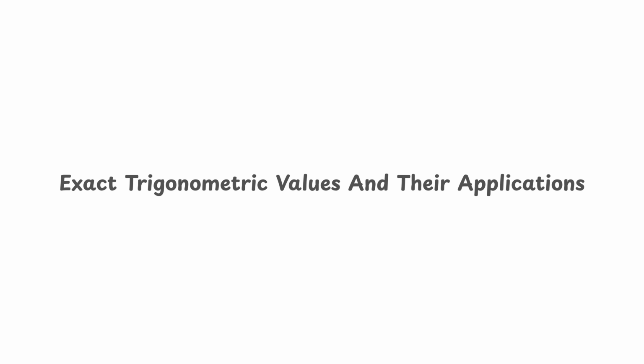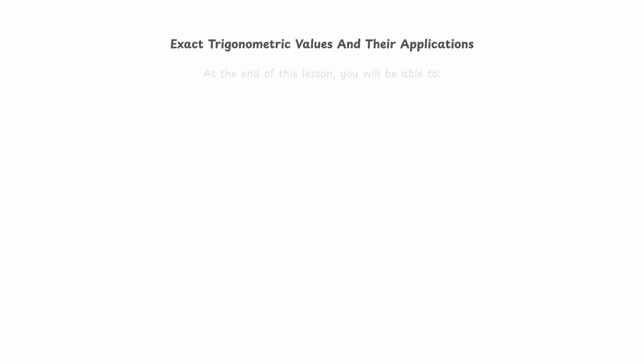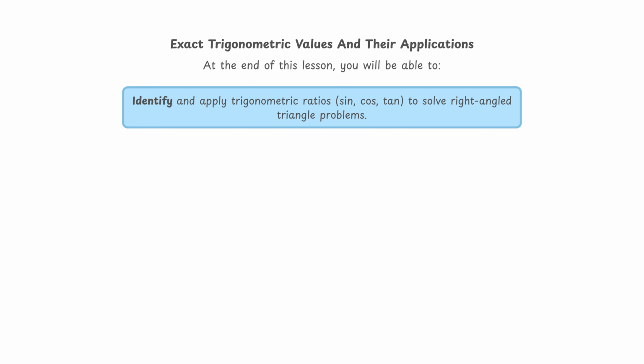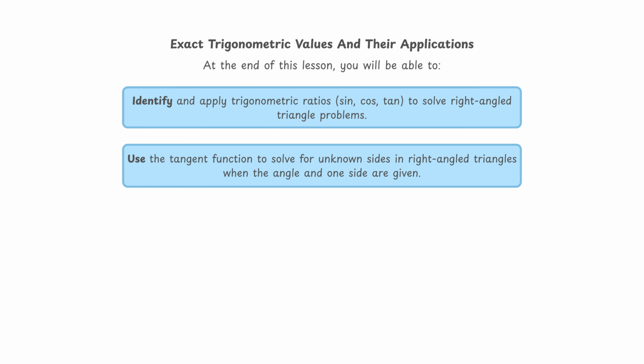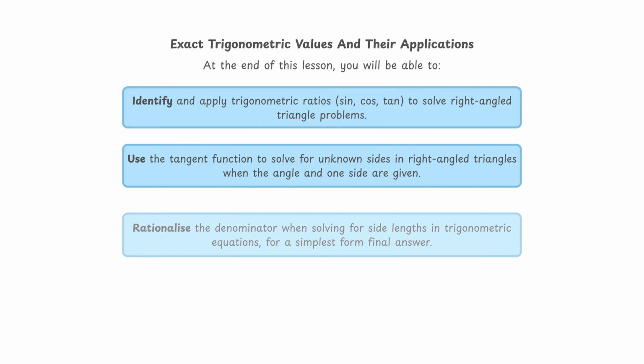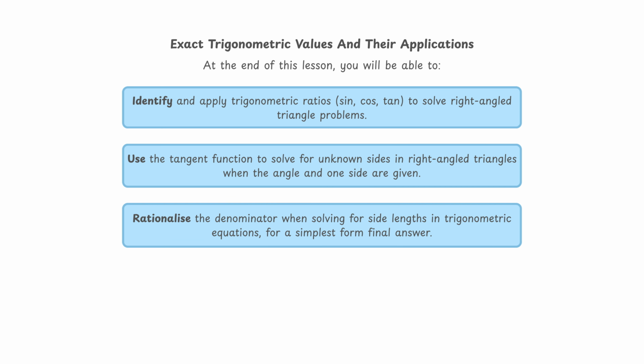Hello and welcome to this lesson on exact trigonometric values and their applications. By the time you finish this video, you will be able to identify and apply trigonometric ratios, sine, cosine, and tangent to solve right-angled triangle problems. Use the tangent function to find unknown sides when an angle and one side are given, and rationalize the denominator to express your answers in their simplest exact form.